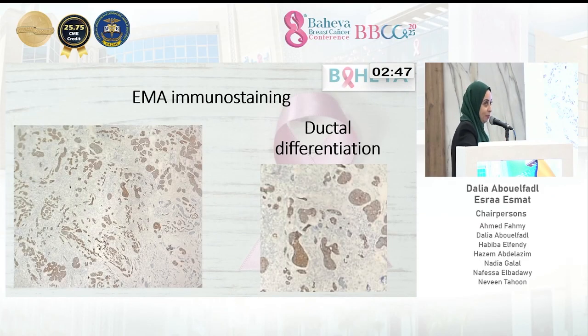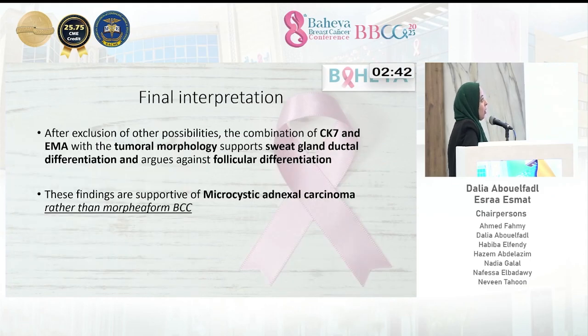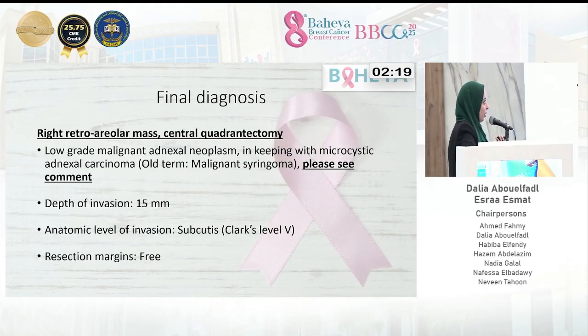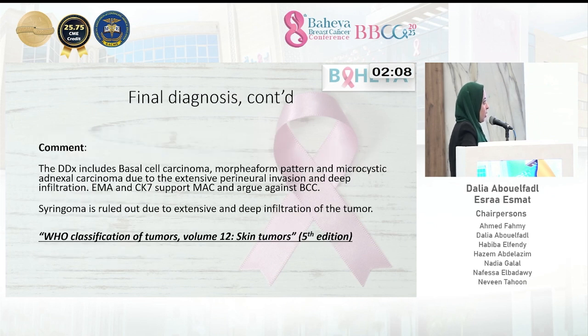عملنا لها EMA. EMA كان strong positive highlighting ductular differentiation. وبالتالي كان الفاينل interpretation بتاعنا إن الكومبينيشن بتاع CK7 مع الـEMA والتيومر مورفولوجي support إن ده sweat duct origin versus إن follicular differentiation. بالتالي it's arguing against إنها BCC basal cell carcinoma، supportive أكتر إن هي microcystic adnexal carcinoma اللي هي اسمها malignant syringoma زمان. وده كان الـdiagnosis: low grade malignant adnexal neoplasm in keeping with microcystic adnexal carcinoma، و depth of invasion up to 15 millimeters و extending up to the subcutis و resection margins free.